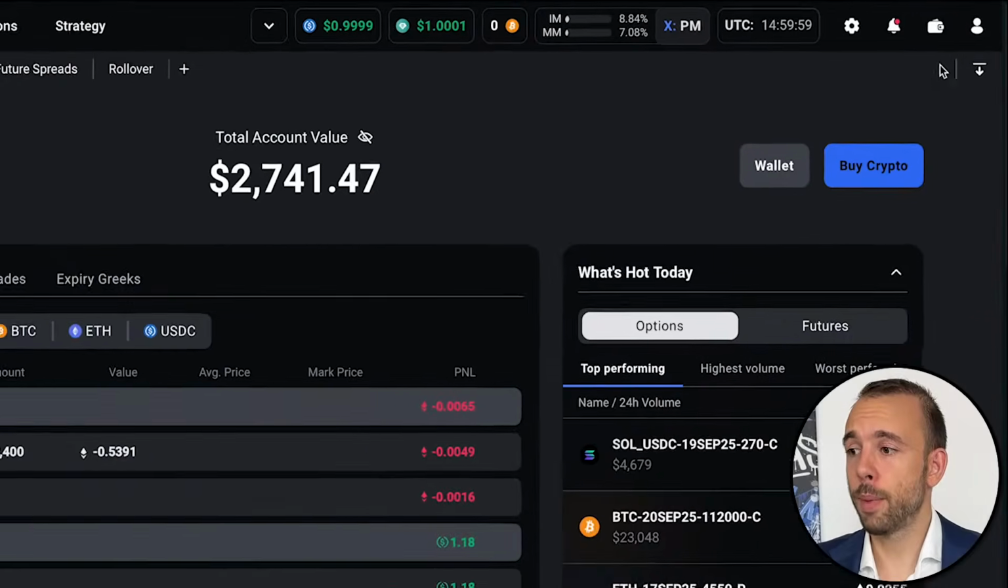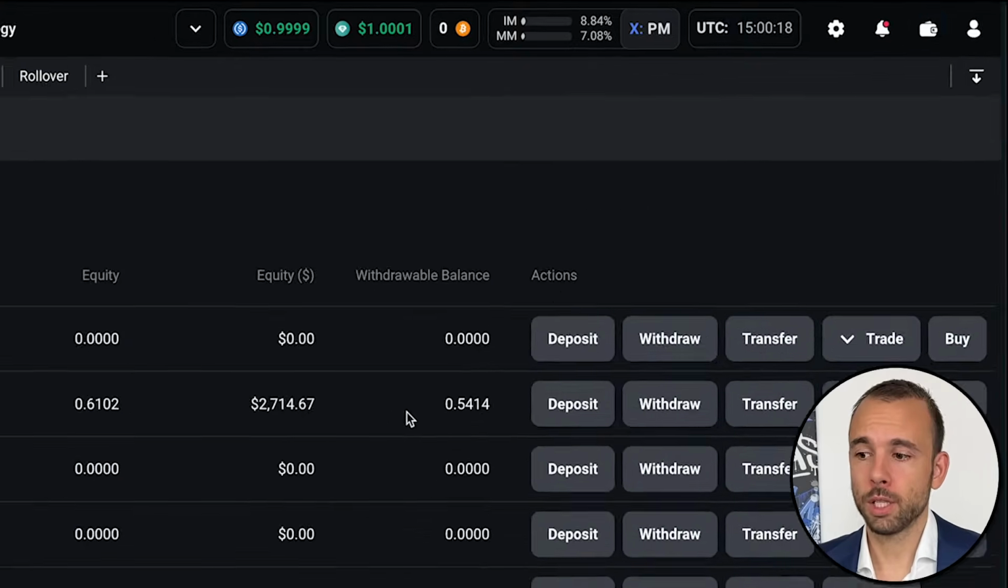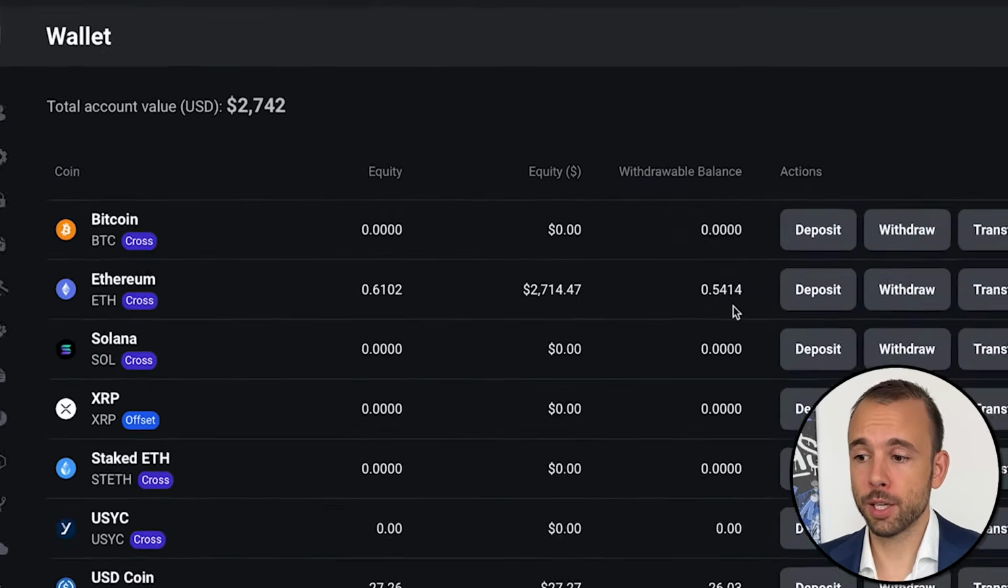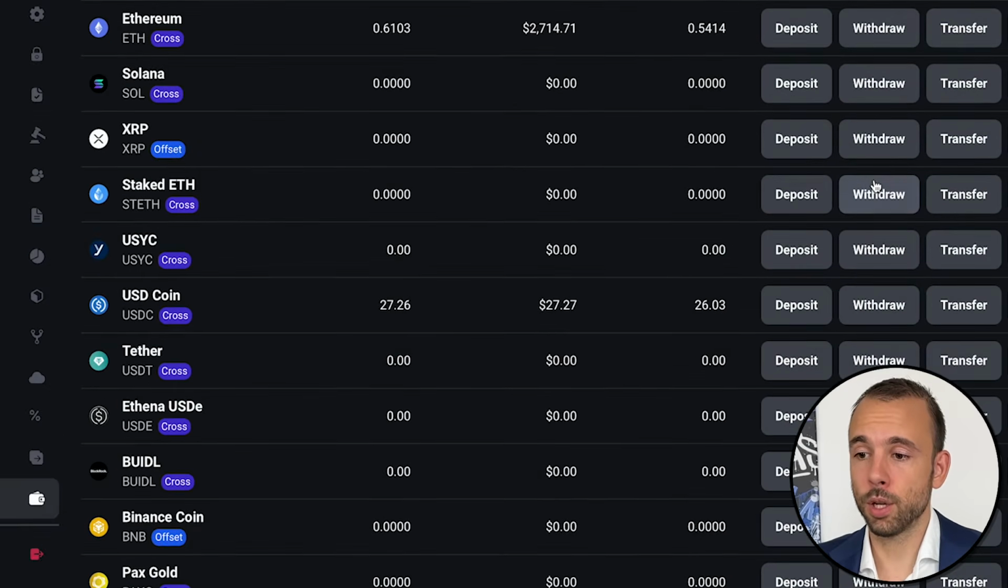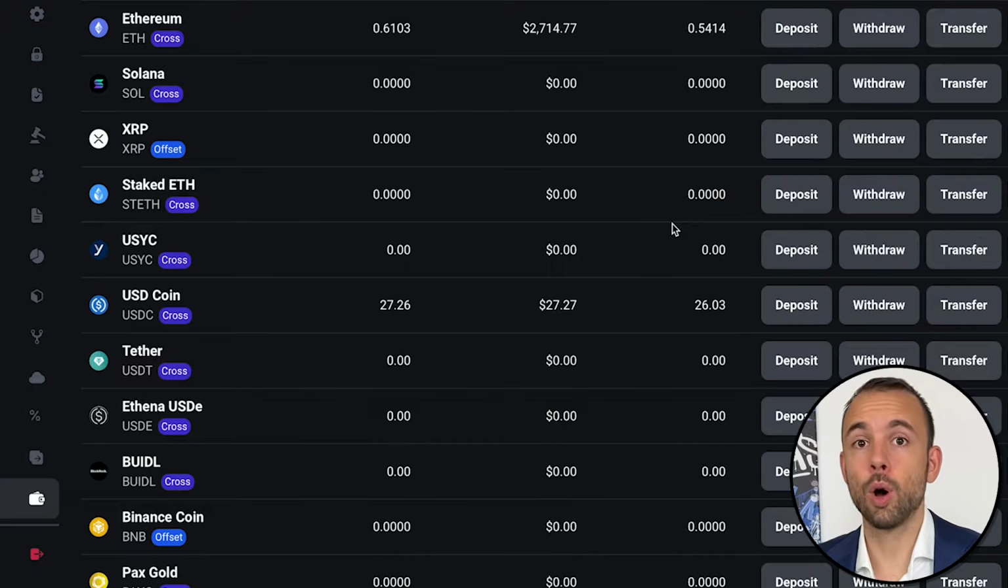And also on top, I can find the wallet page. On this page, I can see my current balances, and I can find the addresses for a new deposit, or I can do some withdrawals. And here you can see the full list of the coins that are available on Deribit.